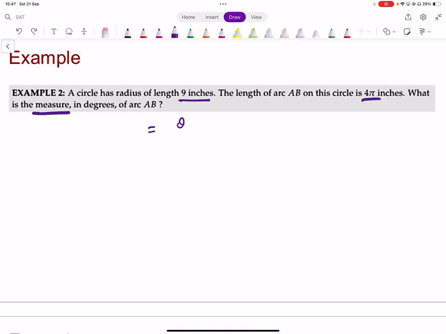Measure of an arc. What's that? The angle that it makes at the center. So we're looking for the angle, right? We discussed this in the beginning. Arc measure means the angle that the arc makes at the center. So we're looking for theta. Theta over 360 into 2 pi into r, which is 9, should equal 4 pi. You can find the value of theta from this. Is that okay?